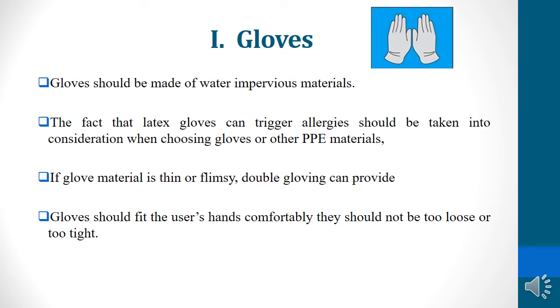The first one, gloves. Gloves should be made of water impervious material. Some gloves are allergenic, and this should be taken into consideration when choosing gloves or other PPE material. Some workers have an allergy to gloves with powder, so we have to choose the type of gloves. If the glove material is thin or flimsy, we have to wear double gloves. Gloves should fit the user's hand comfortably and should not be too loose or too tight, so we have to choose the correct size for our hand.